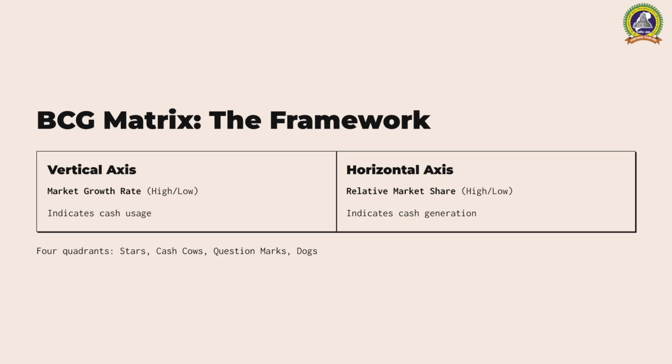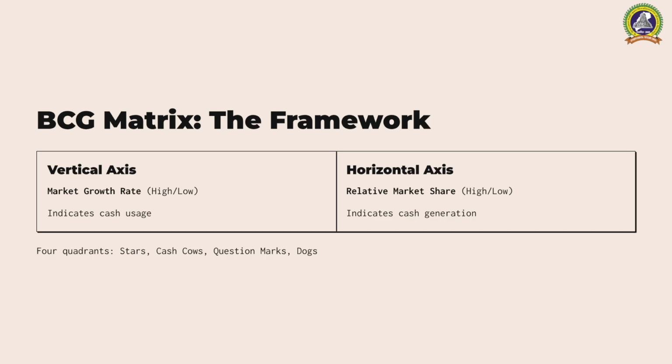This axis represents the cash usage, as a high growth market requires a lot of cash investment to keep up. Second one is the horizontal axis, which represents the relative market share. This is a measure of our business unit's strength compared to our largest competitor. It also divides into high and low. This axis represents cash generation. A high market share typically generates a lot of cash.